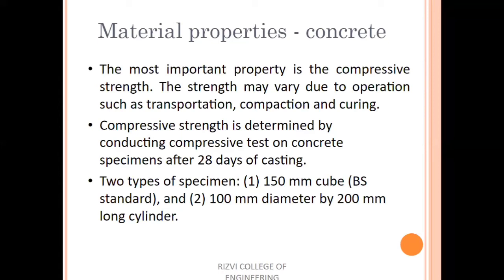There are two types of specimen generally considered. There are 150 mm cubes. Basically, in India we generally use cubes, but in the US they also use cylinders. The dimensions of the cube we use is 150 mm by 150 mm.